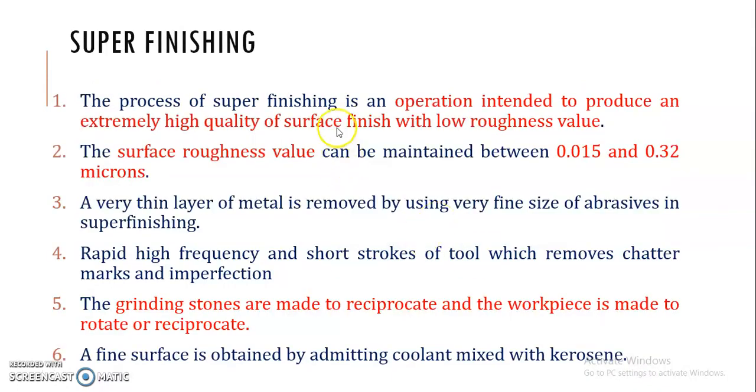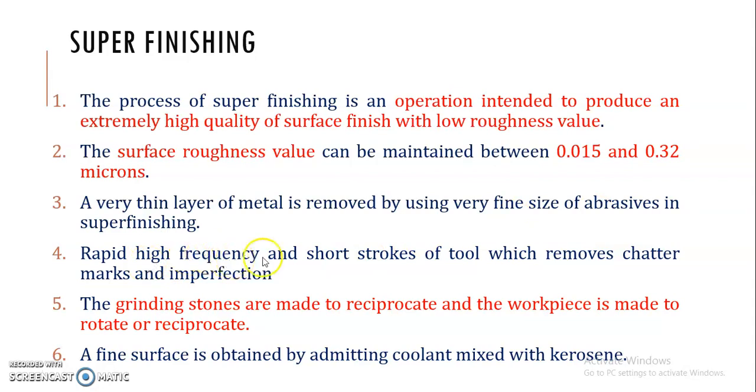The super finishing process is an operation which is intended to produce an extremely high quality of surface finish with very low roughness value. This roughness value you can maintain between 0.015 to 0.32 microns. So this much lower level of roughness is achieved with the help of this super finishing operation. A very thin layer of metal is removed by using very fine abrasive stones, as we are calling it super finishing. Now keep in mind a very important sentence.